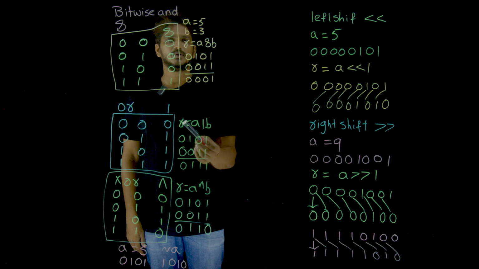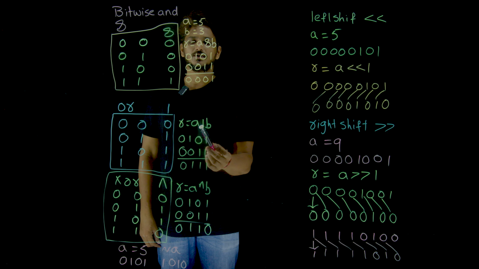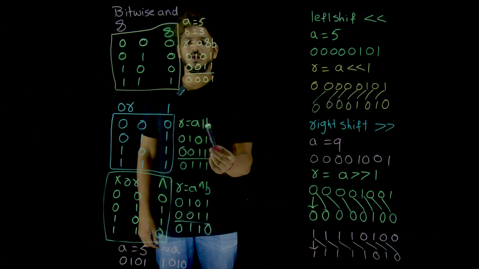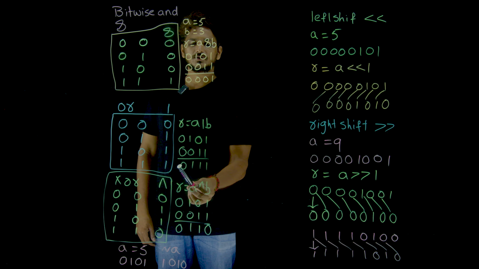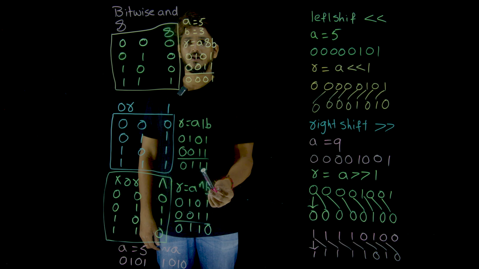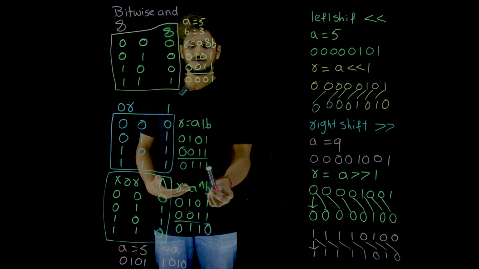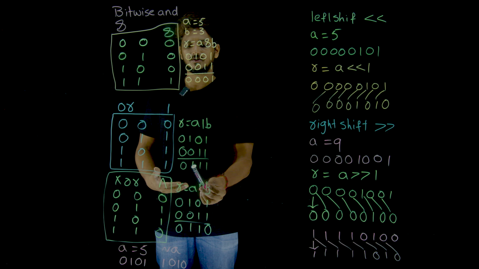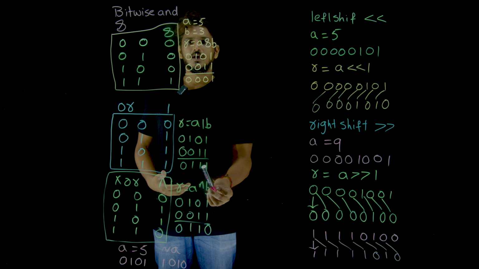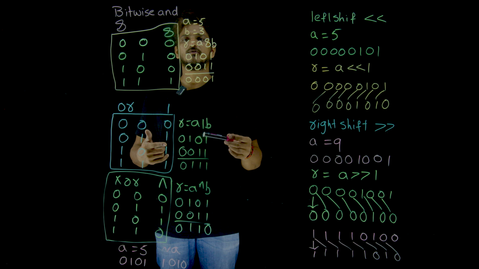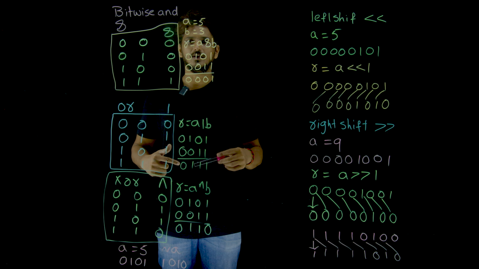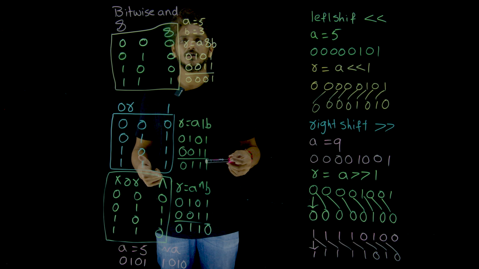Now try to understand with an example. R is equal to A or B. A means 0, 1, 0, 1. B means 0, 0, 1, 1. 1 or 1, 1. 0 or 1, 1. 1 or 0, 1. 0 or 0, 0. So what's the value of this binary number? Whenever you convert it to decimal, it is 7. So the R value contains 7. 5 or 3, you get 7.